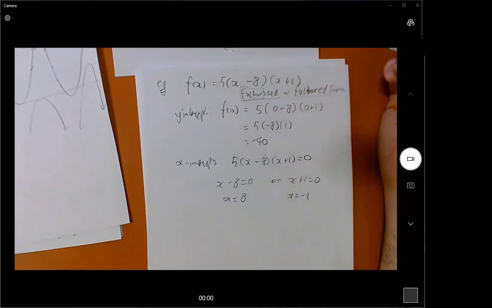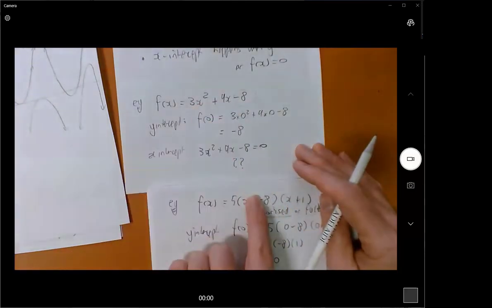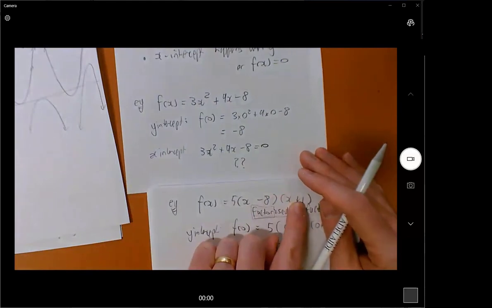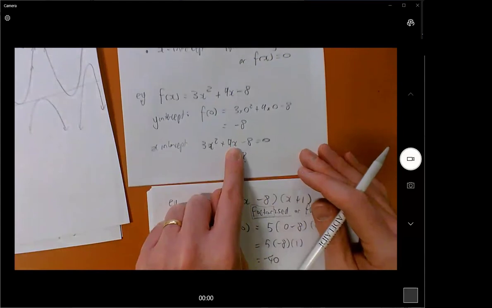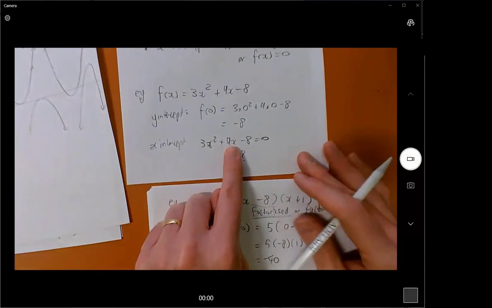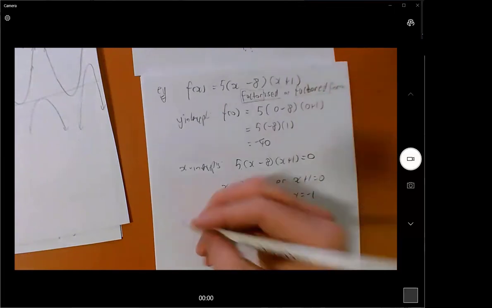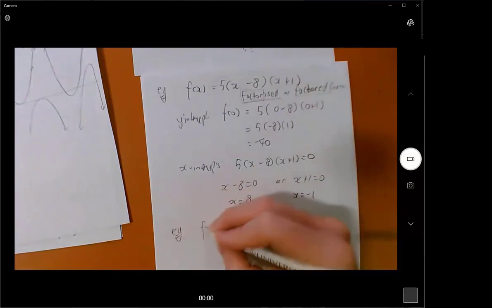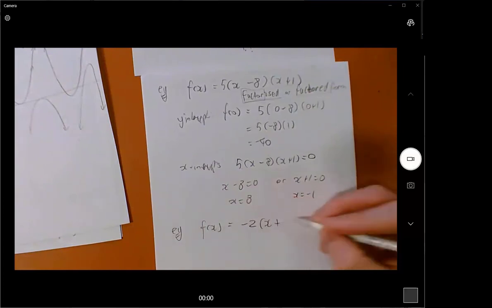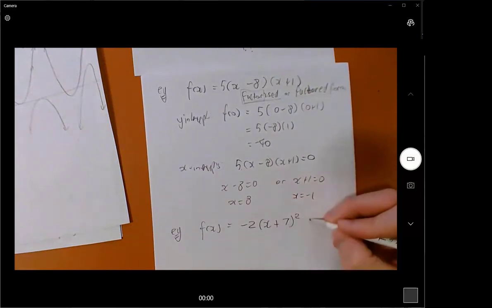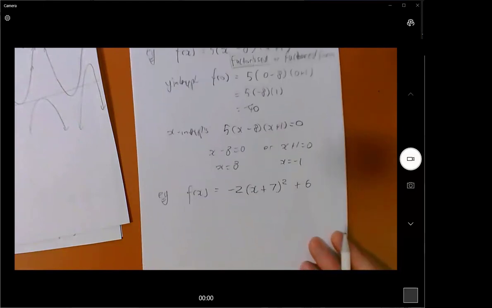And so if I could rewrite this somehow to look like this, then I'd be onto a winner for figuring out the x-intercept. But there are other ways to rewrite it as well. If I'm very lucky, I'm going to do one more example of a different format entirely. This one.